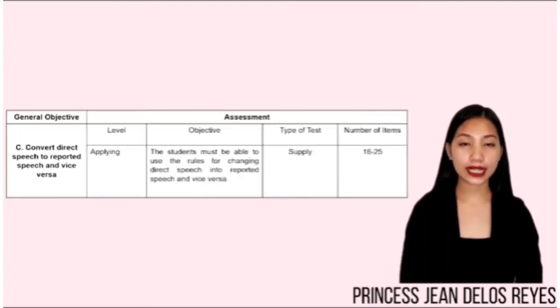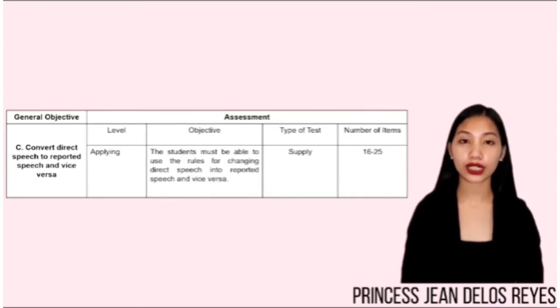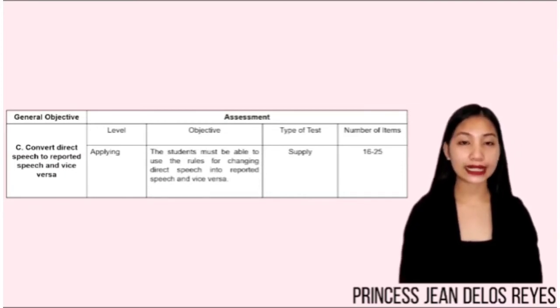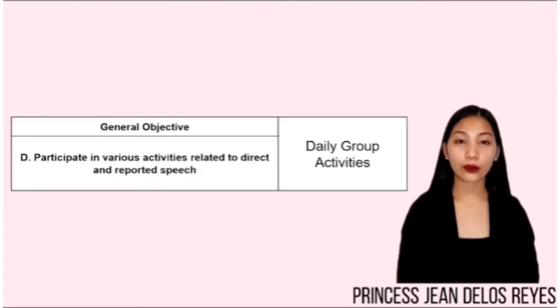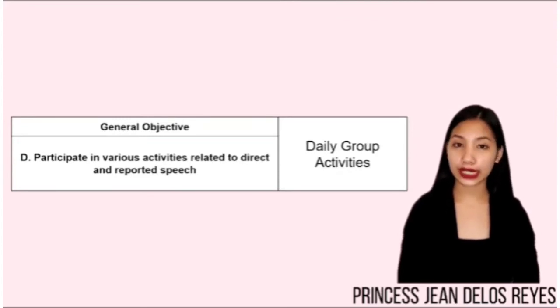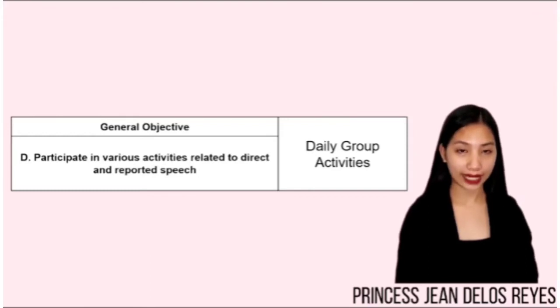Third, Objective C is consistent to the applying level of the summative assessment, wherein students need to use the general rules for changing direct speech into reported speech through a supply test indicated in items 16 to 25. Fourth, Objective D, which is under the affective domain of learning, is not included in the summative assessment since the summative assessment is a grammatical test. However, this objective is consistent to the daily group activities within the 1-week lesson plan.